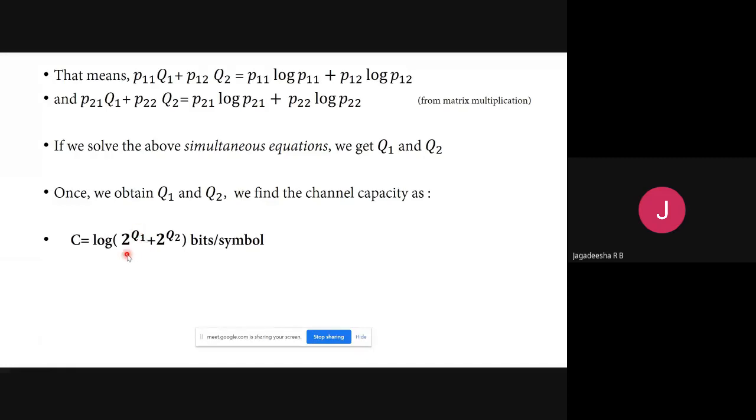So 2 power Q1 plus 2 power Q2. Why do we have Q1 and Q2 here? Because of our channel size. We have 2 inputs, 2 outputs. If we have 3 inputs, 3 outputs, of course, we can extend the same relation further. So this is the case for a 2x2 channel, that is a channel having 2 inputs and 2 outputs.